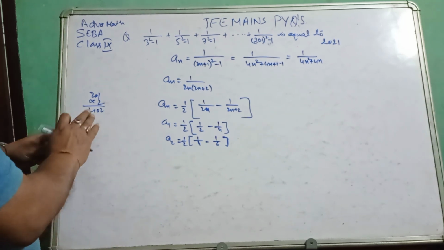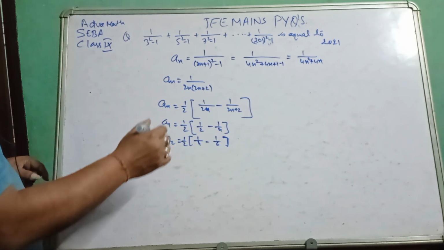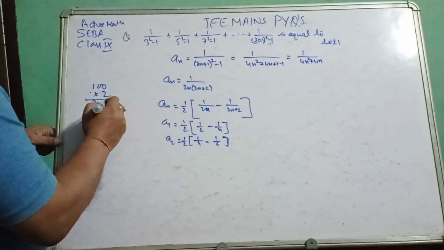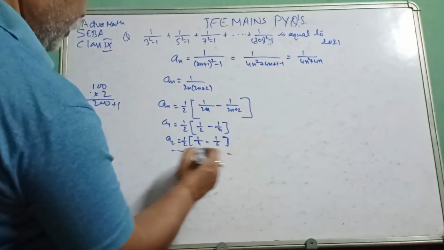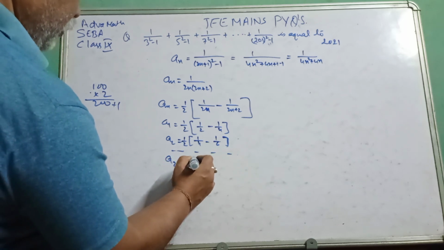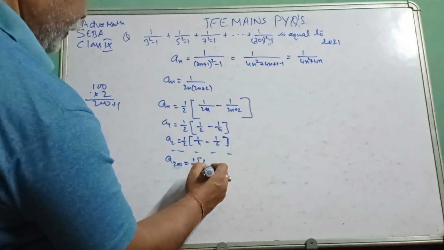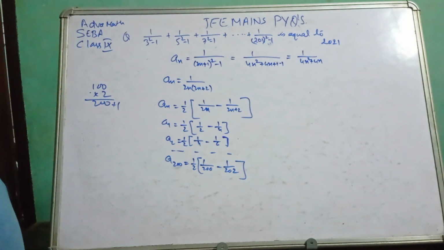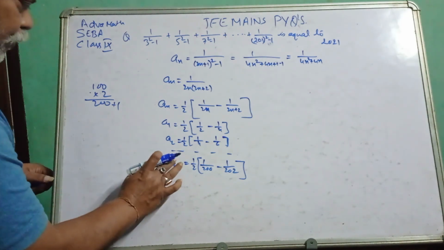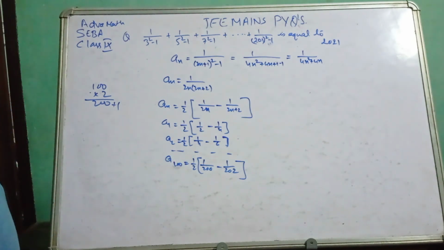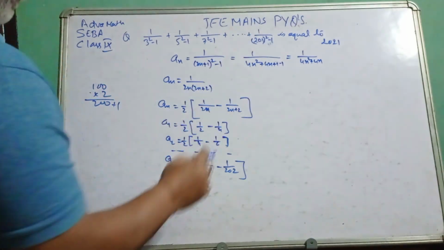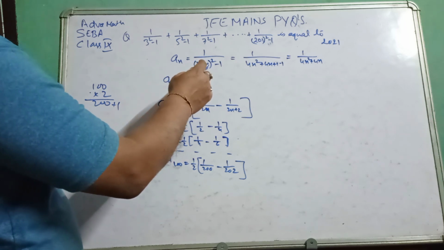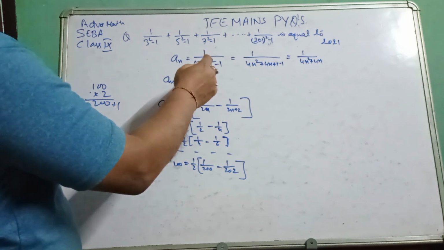So here you see your last term is this 201. So 100 into 2, 200 plus 1. So your last term will be a100. So this will be 1 by 2, 1 by 200 minus 1 by 202. Not a200, a100, sorry. Your a100 will be this term, because 2 into 100 is 200 plus 1, and 200 plus 1 square minus 1.